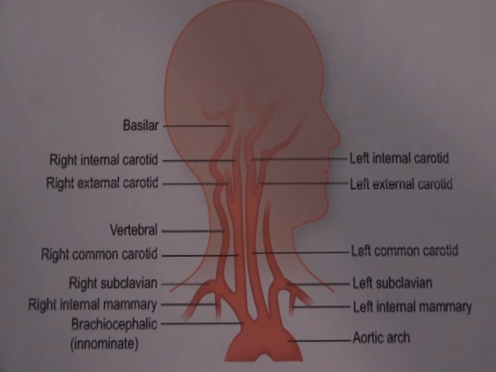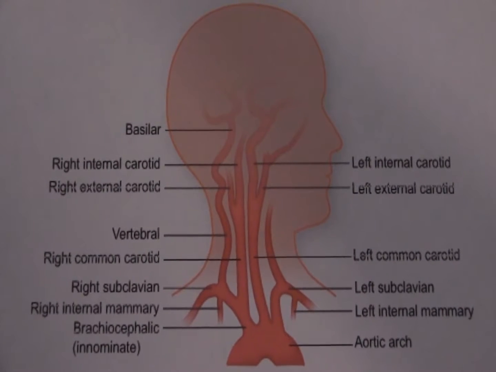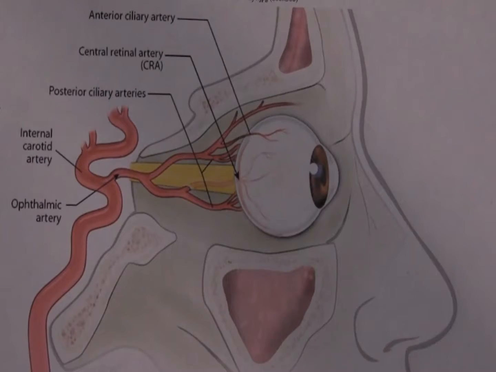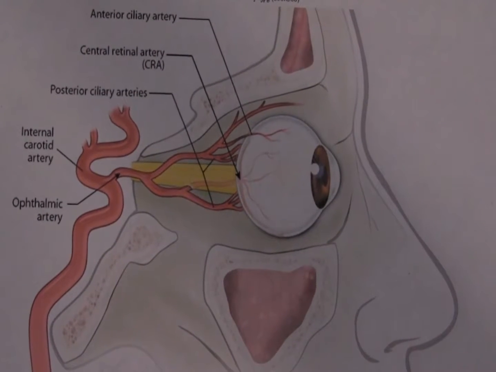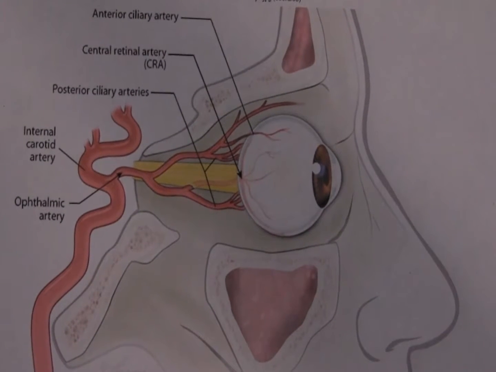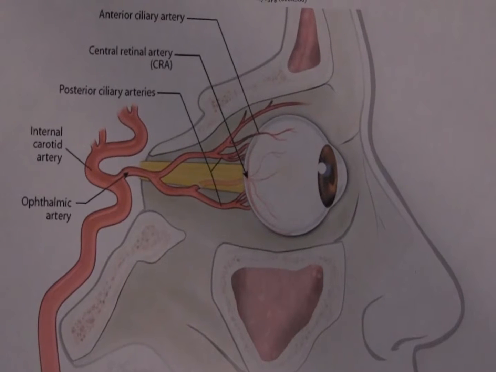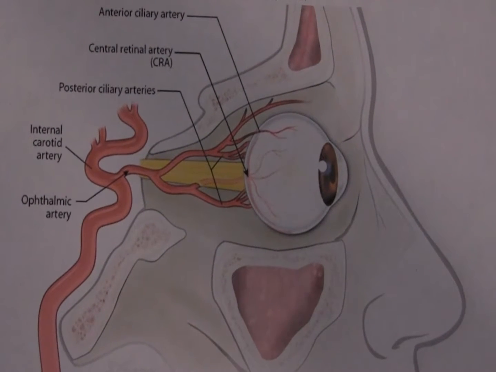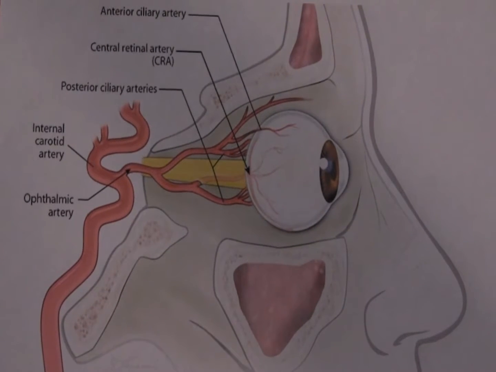The common carotid artery branches into the internal and external carotid artery and supplies blood to areas of the neck, head, and face. The internal carotid artery becomes the ophthalmic artery and supplies the eye. The central retinal artery supplies the inner nuclear layer and the nerve fiber layer within the retina. The short posterior arteries supply the back of the eye, choroid, and macula. The long posterior ciliary arteries supply the anterior parts of the eye.